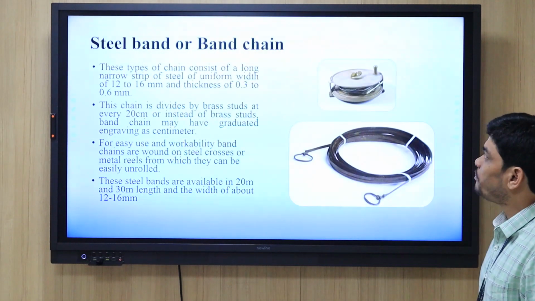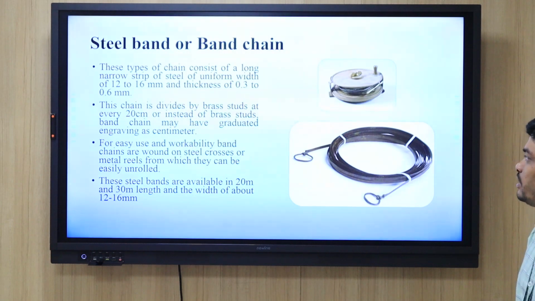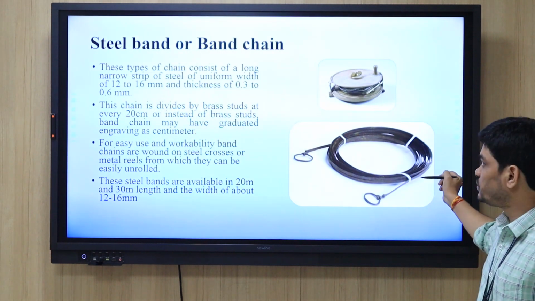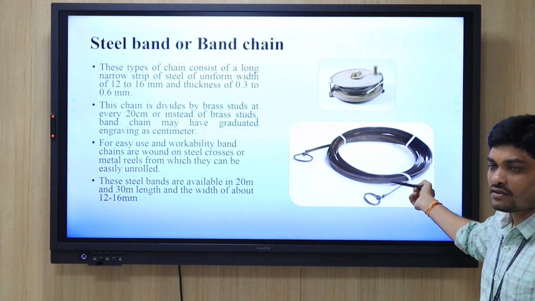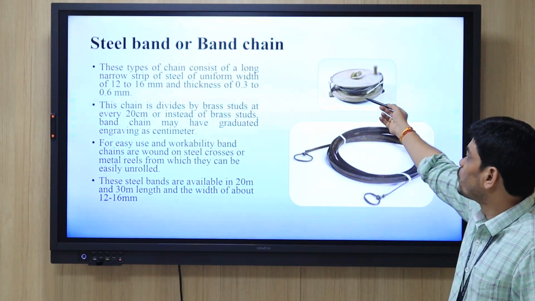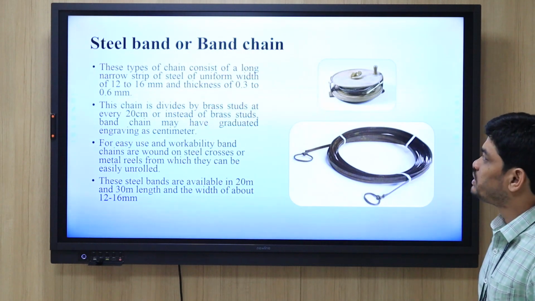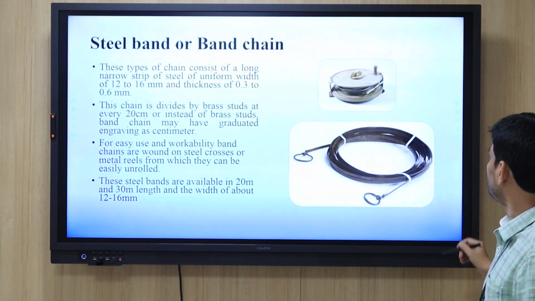Next, steel bands or band chains. These are generally steel bands. In olden days they used this type of chain. Nowadays no one is using these things. They are some rope-type things with steel. These are nothing but steel bands or band chains.